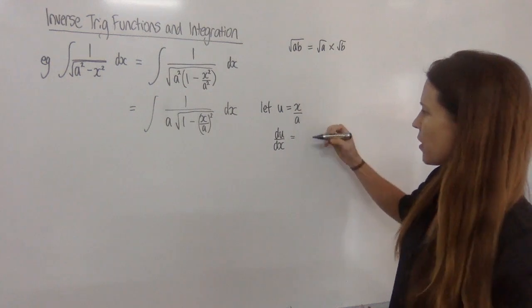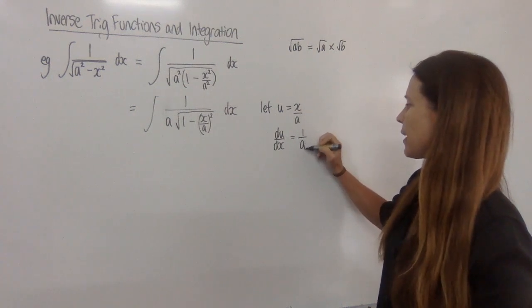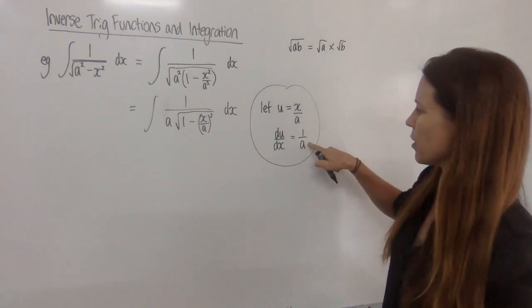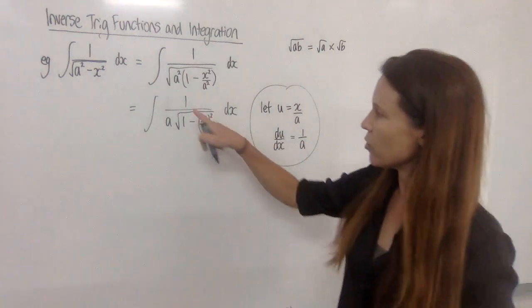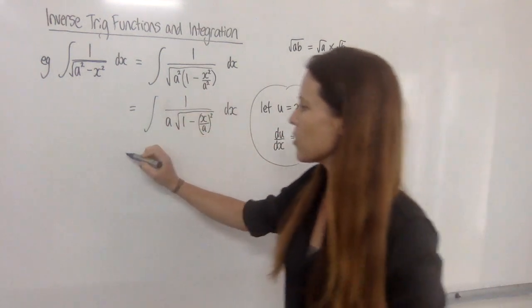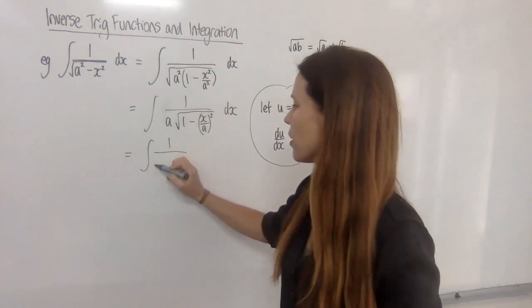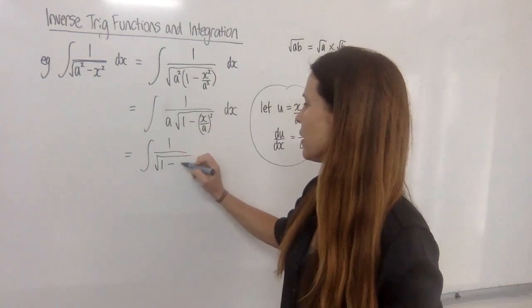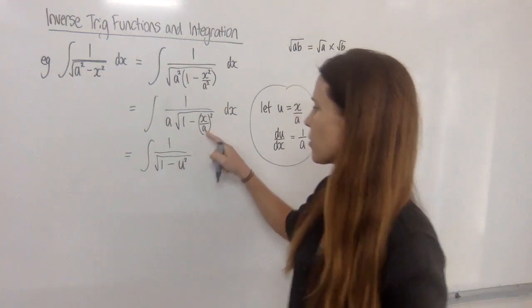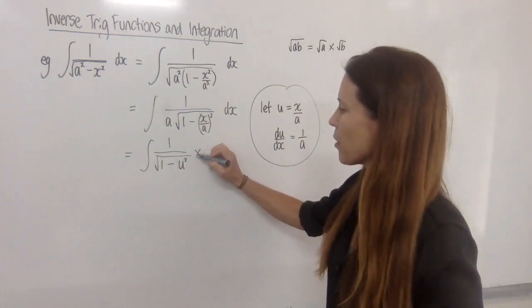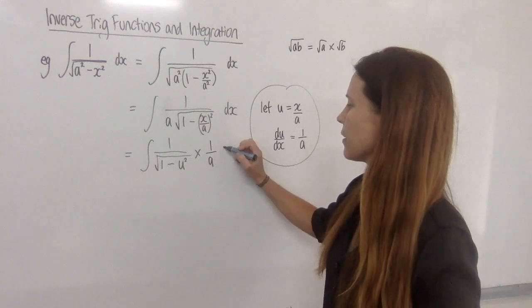When we differentiate with respect to x, we get 1 over a. Now we can use that result in here. How are we going to use it? Well, we've got 1 over a here. So if I just rearrange this and put 1 over all this complicated part, which we'll call u squared now because we're tidying up, and now we're going to multiply that by 1 over a dx.